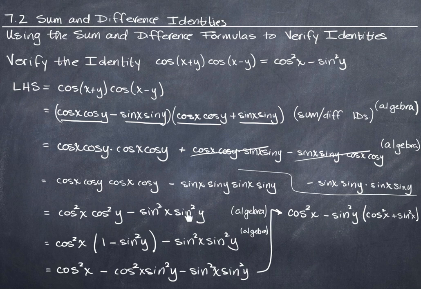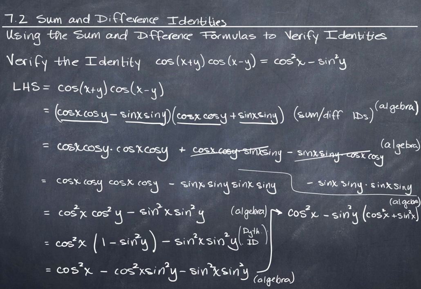In this step, from here to here, I used an identity. So let me erase that, because that is an incorrect statement of how I got to the next step. I used a Pythagorean identity. Okay, so that's how I did that step. And then I distributed. So this step, from here to here, was just algebra. And so where am I now? That's how I got to here. How did I get from here to here? I factored. So that's also algebra.